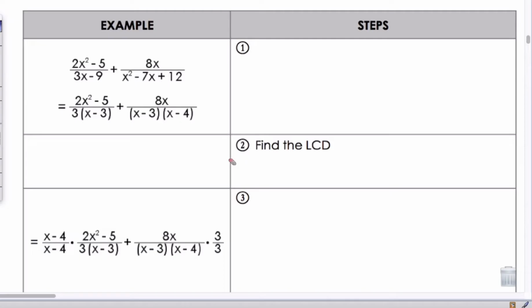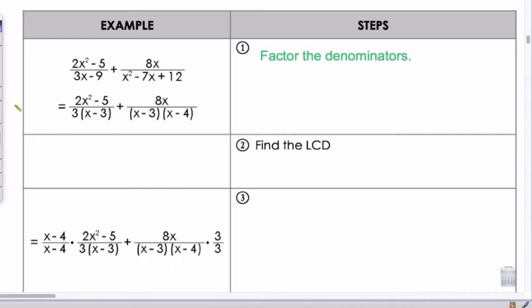Similar to the last example, some of it's done for you to analyze, and some of it you have to fill in the blank. For this one, I can see I have 2x squared minus 5 divided by 3x minus 9 plus 8x divided by x squared minus 7x plus 12. The first thing that was done was factoring the denominators. We factor the denominator in order to find out what our LCD is. If we don't factor it, it's going to be extremely hard to decide. So we factor the denominators, and then, step 2, I need to find my LCD.